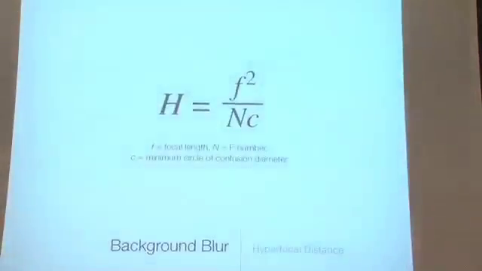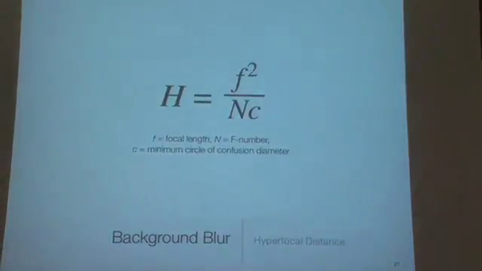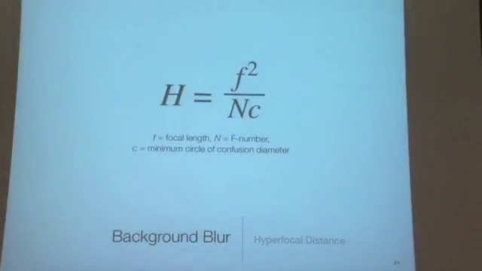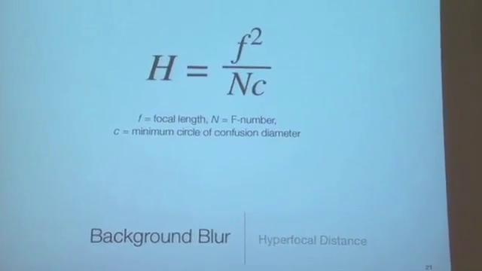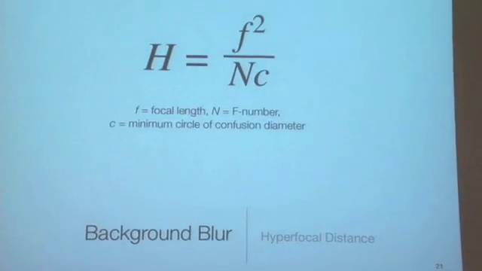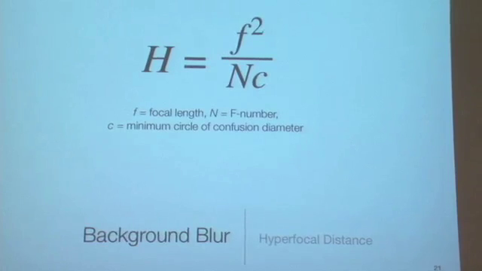So if we want to figure out the hyperfocal distance, H, we just take the focal length, square it, divide it by the F number, and divide it by the minimum circle of confusion diameter. Remember that circle of confusion? I hope you're not confused yet, because it's reared its ugly head yet again.